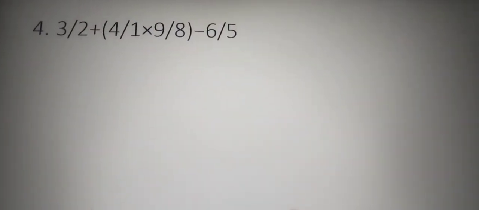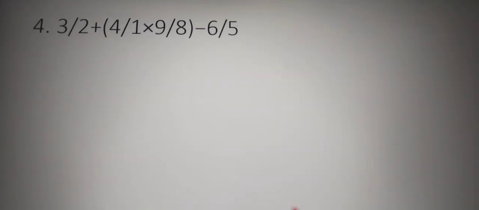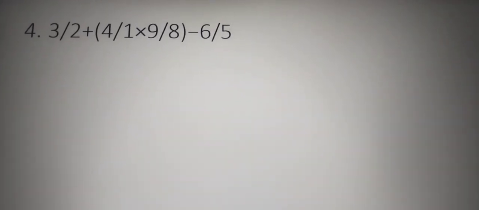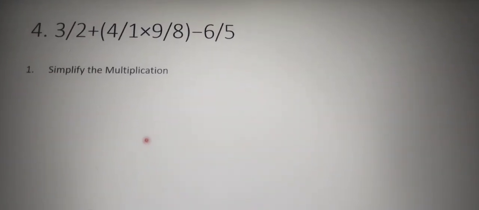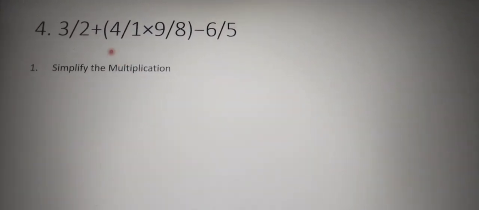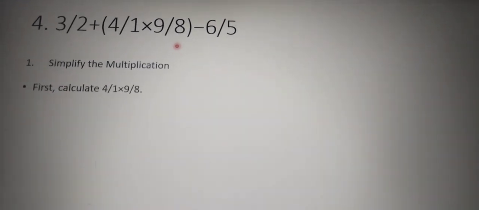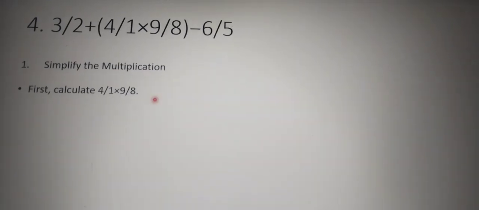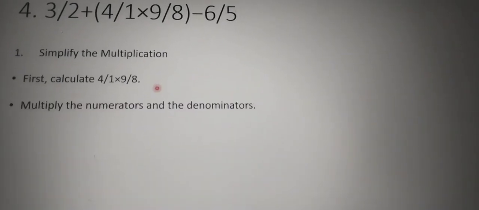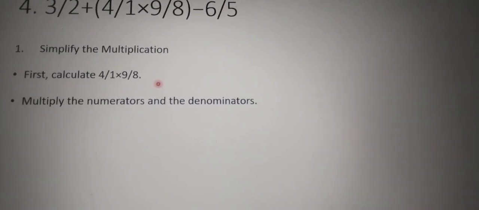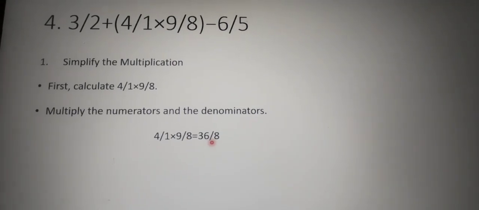The fourth question says 3/2 plus, in the bracket, 4/1 or 4, times 9/8, closing the bracket, minus 6/5. When we solve this, firstly we have to simplify the multiplication, which means the ones inside the bracket. So let's calculate 4/1 times 9/8 first, because it comes first in the BODMAS rule. We multiply both the numerators and denominators, and it will give us 36/8.